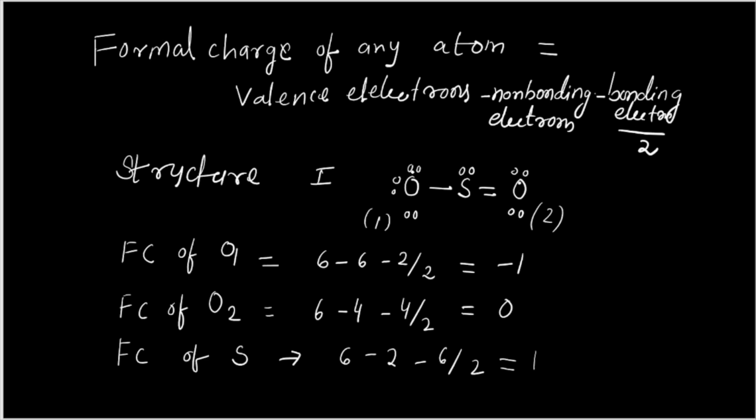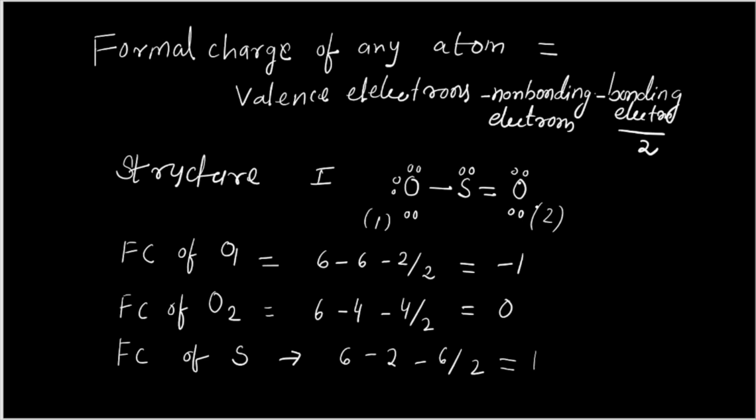Non-bonding electrons for this oxygen 1: here 1 pair, 2, 3. That means 6. And how many bonding electrons? Only 1 bond is there. 1 bond is formed, that has 2 electrons, so this is 2 by 2. That means the formal charge of oxygen 1, after calculation, comes to -1. Now the FC of oxygen 2 means this one.